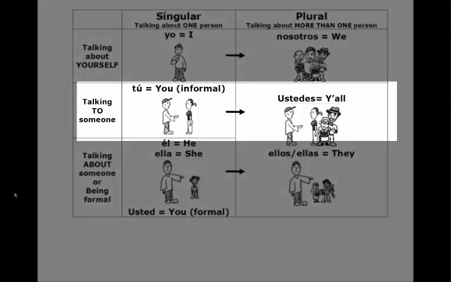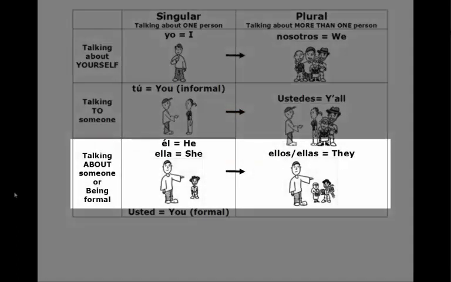The middle row there is talking to someone. If you're talking to one person informally, you're going to use the tú form. But if you're talking to more than one person, you're going to move across the chart and you'll find yourself in the ustedes form, to say you all.